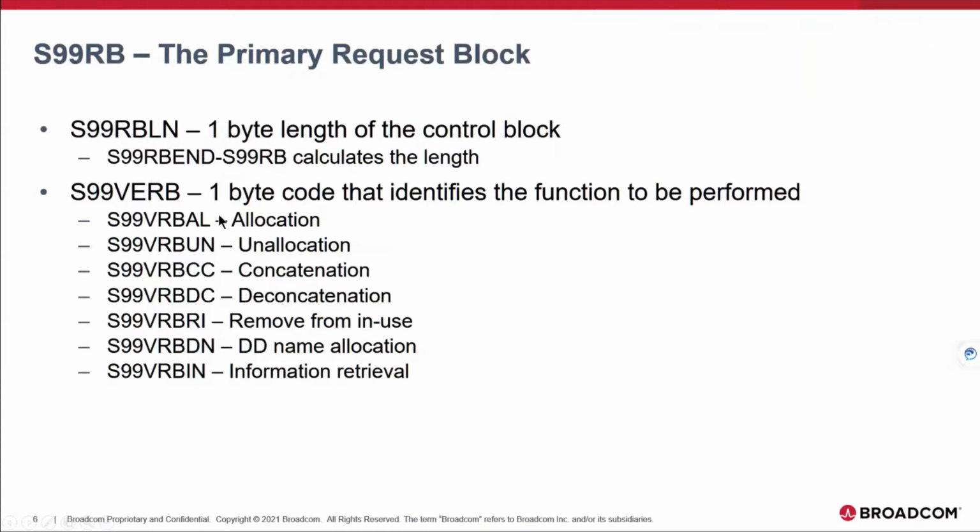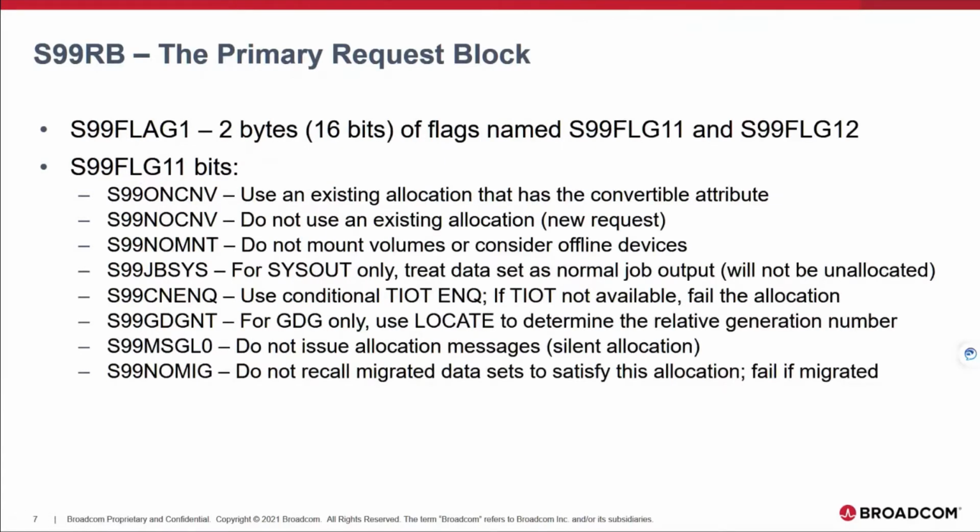Then the verb code, and today we're talking about allocation and unallocation, so these are the two equates that we'll be dealing with today, and then several others that are possible. You've got a S99 flag 1 field, which is 2 bytes, and they're named S99 flag 11 and flag 12. So flag 11 has these, and a lot of times you don't need any of these.